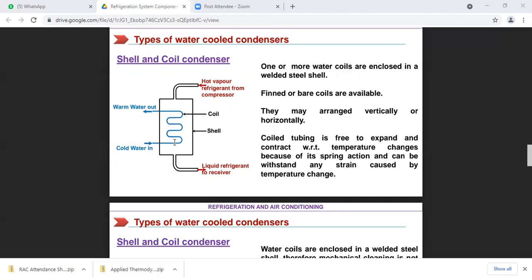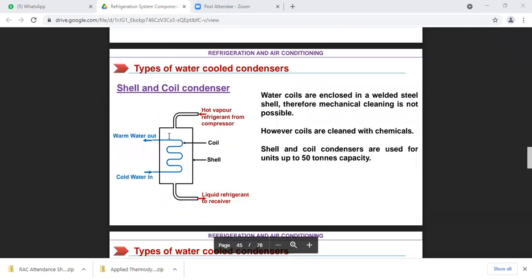In such a system, overcharging of the refrigerant should be avoided. Shell and coil condensers are fabricated for small and medium condenser sizes. They have simplicity of construction and high overall heat transfer, which is due to the curvature we find. So this is the shell and coil condenser.